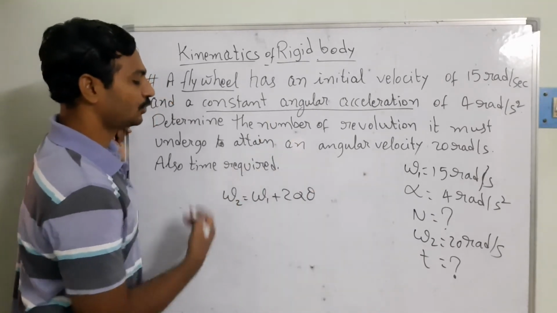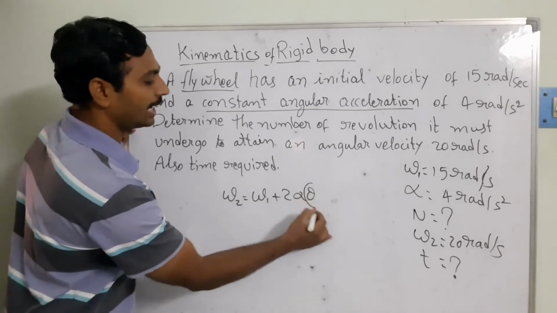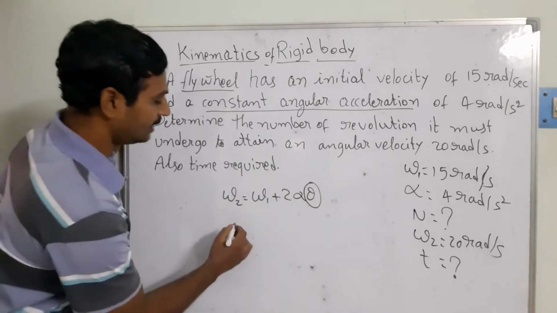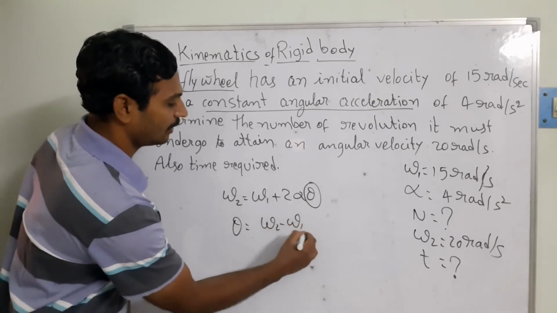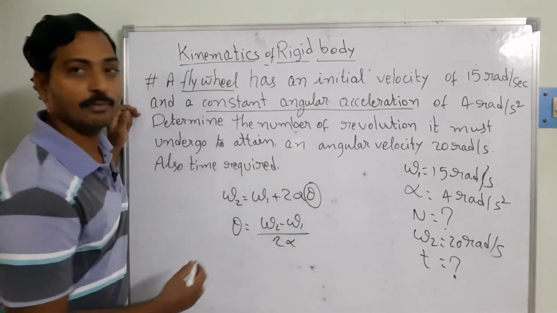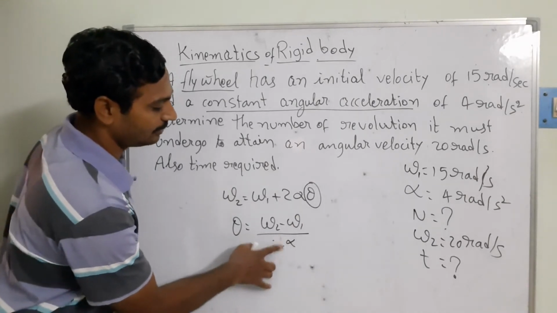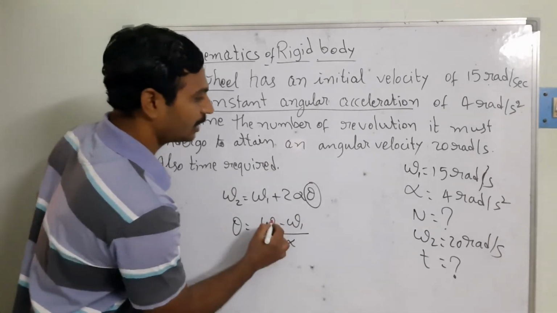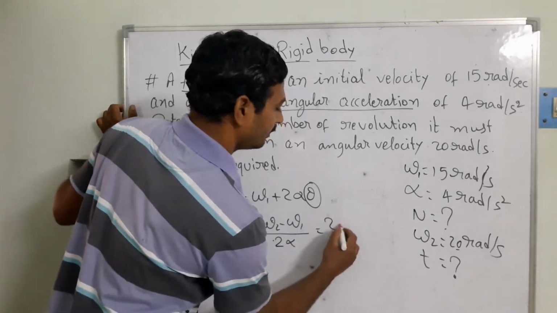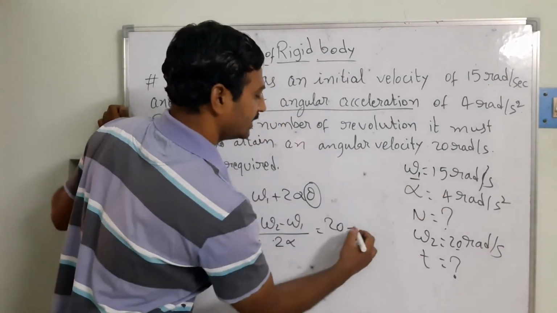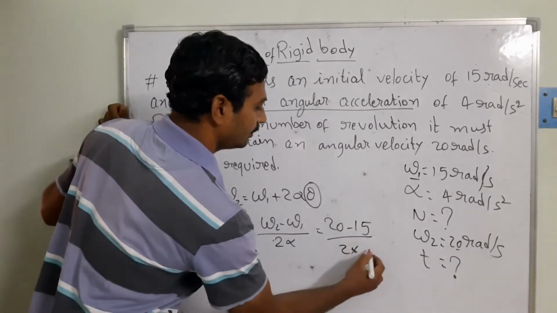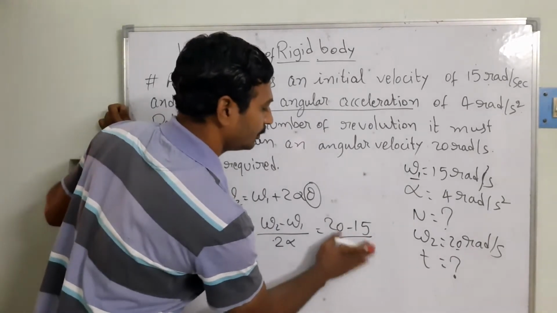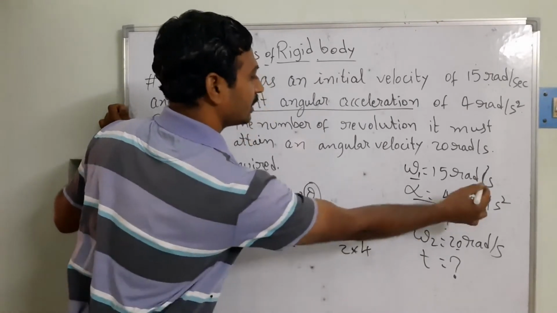Then I am going to substitute in this equation. So I need to calculate the theta value. Then theta is equal to omega 2 squared minus omega 1 squared by 2 into alpha. Omega 2 is equal to 20 radians per second, omega 1 is equal to 15 radians per second, divided by 2 into 4, because alpha is equal to 4.